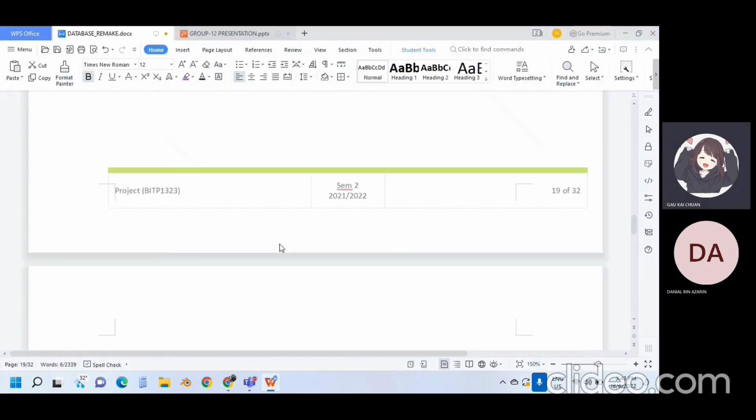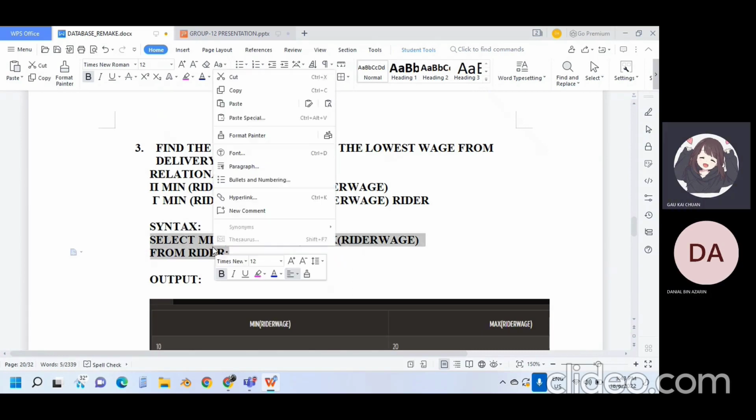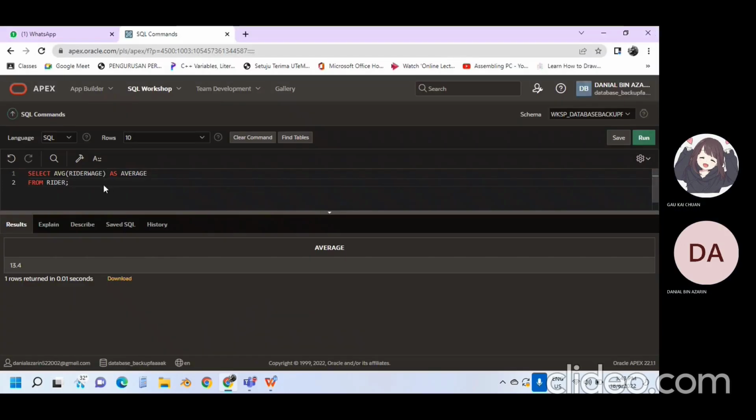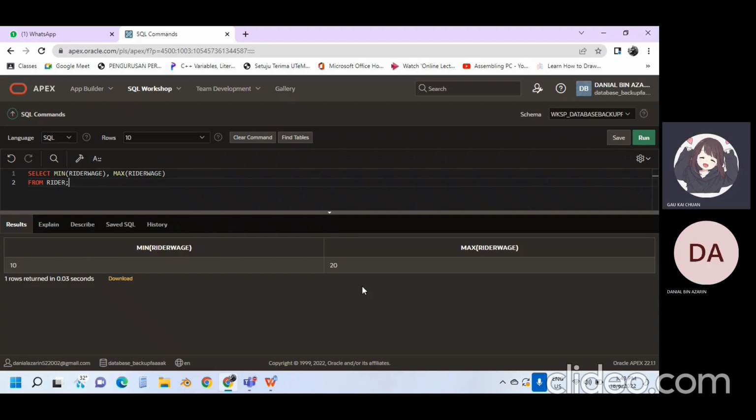So for question 3, find the highest wage and the lowest wage from delivery wage. The syntax is select min rider wage, max rider wage from rider. The output is below. So we can see that the minimum rider wage is 10 and the max is 20.